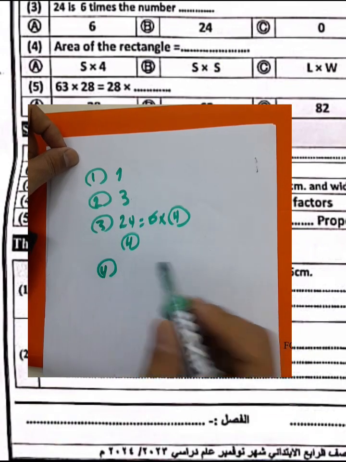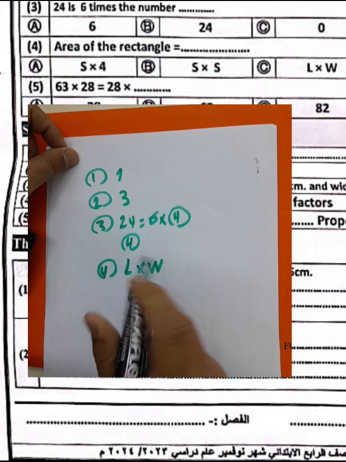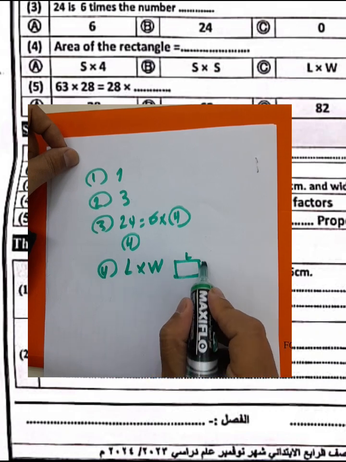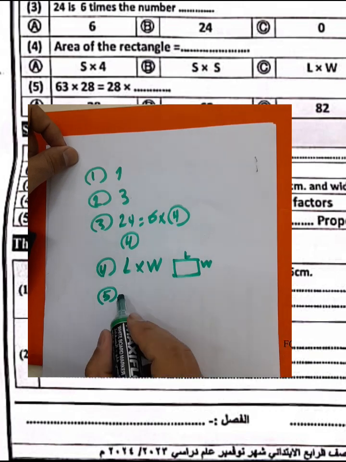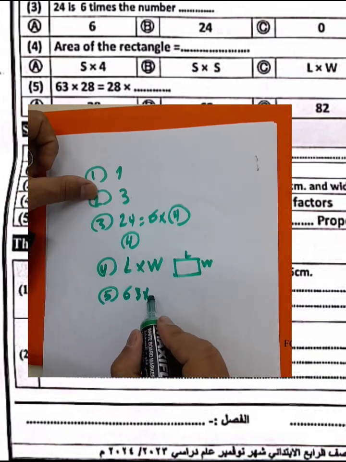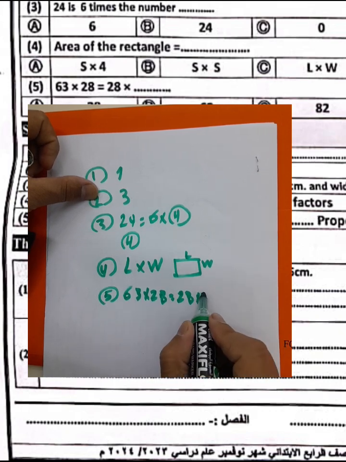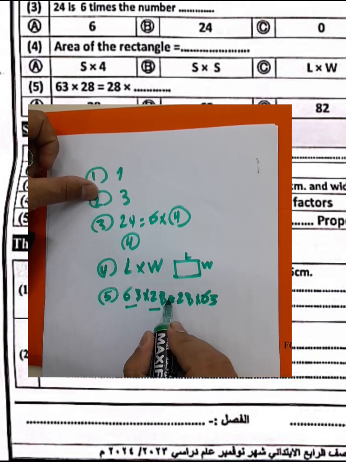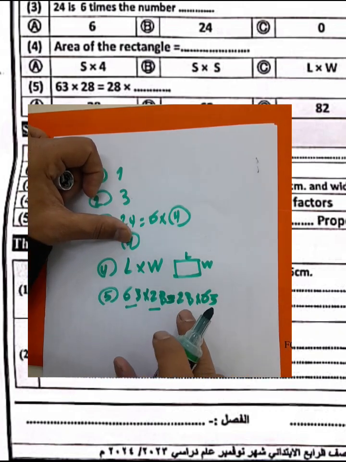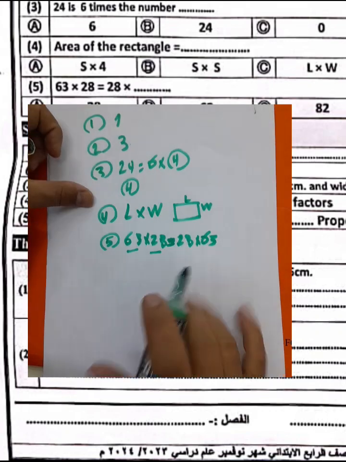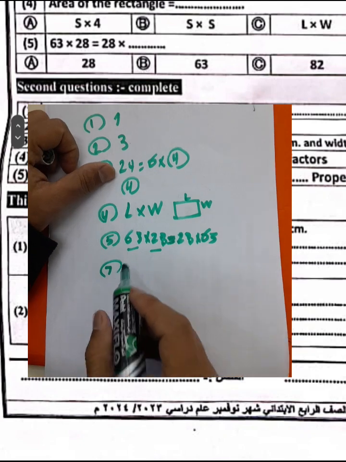Okay, the area of the rectangle equals length times width. L refers to the length of the rectangle. Here, length and width, the area equals length times width. Question number 5. 63 times 28 equals 28 times 63. We use the properties here, replacing 63 times 28 with 28 times 63. Question number 7. Okay, it's finished.